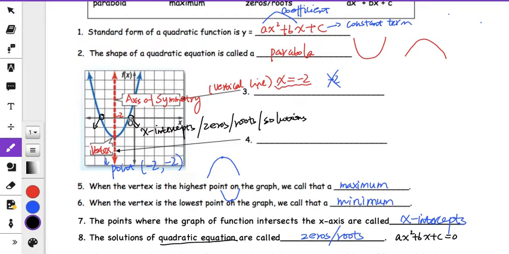The x-intercept is an x value, but at the same time, we know the y-coordinate is 0. So that's why, in terms of the quadratic equation, we call them zeros. We also call them roots. We also call them the solutions to the equation. They are all the same thing.